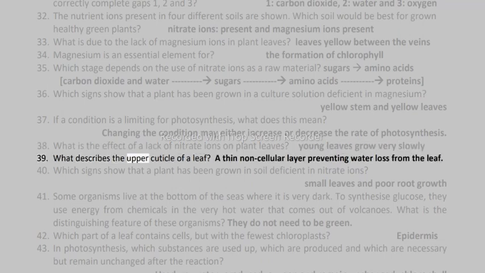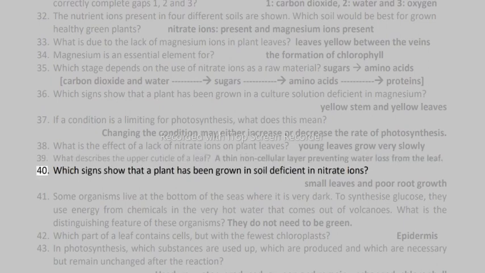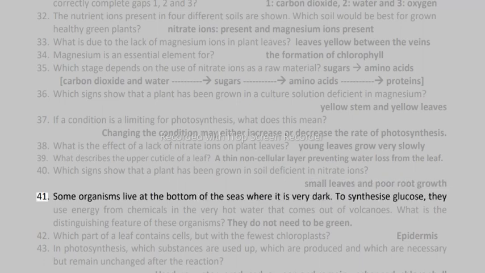39. What describes the upper cuticle of a leaf? A thin non-cellular layer preventing water loss from the leaf. 40. Which signs show that a plant has been grown in soil deficient in nitrate ions? Small leaves and poor root growth.